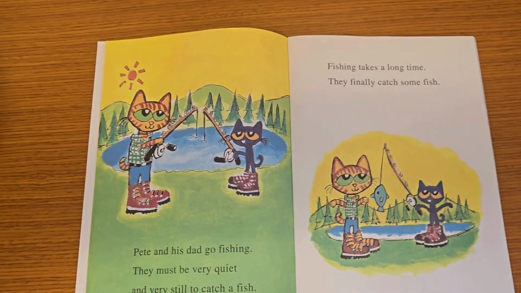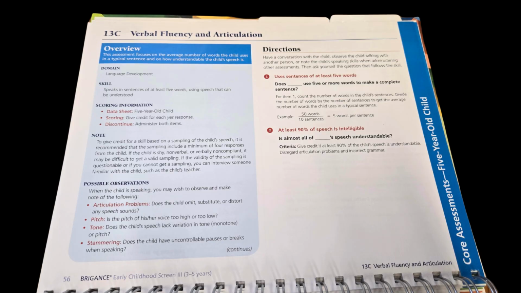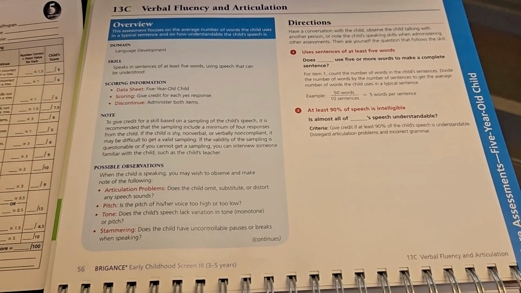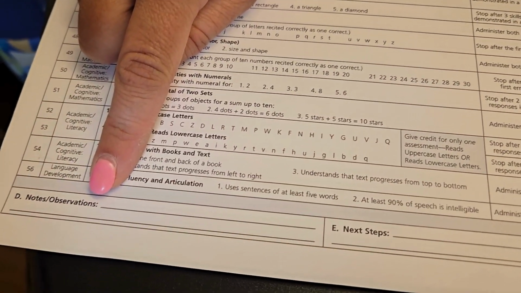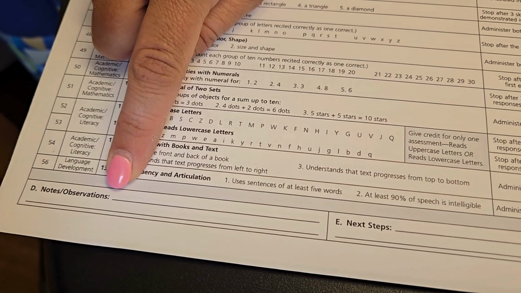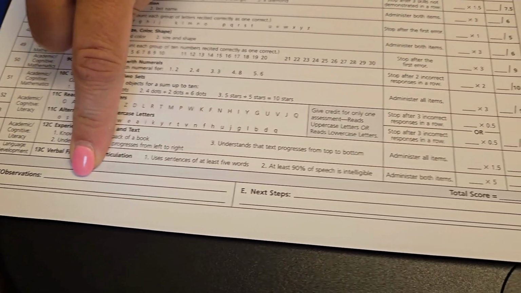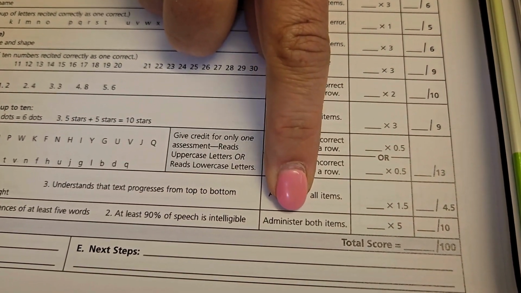For 13C, regarding a student's verbal fluency and articulation, consider their articulation and grammar. A couple of notes. When considering the percentage of understandable speech, disregard articulation problems and incorrect grammar. Review possible observations list and bring noticings to the attention of your building speech and language therapist during purposeful play, and make notes here at the bottom regarding observations during your time with the student. You will administer both items.